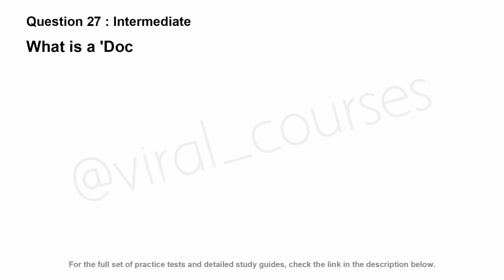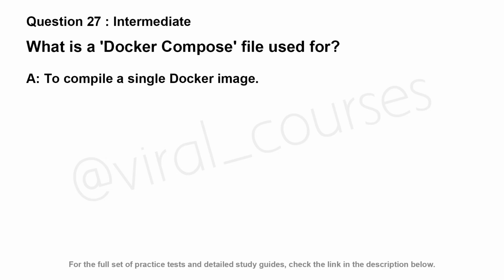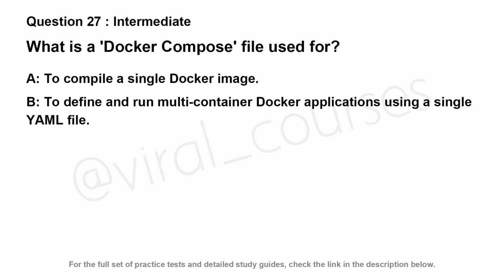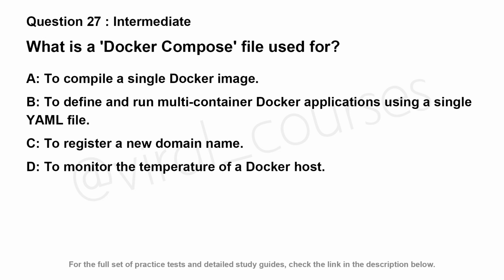What is a Docker Compose file used for? Option A. To compile a single Docker image. Option B. To define and run multi-container Docker applications using a single YAML file. Option C. To register a new domain name. Option D. To monitor the temperature of a Docker host.